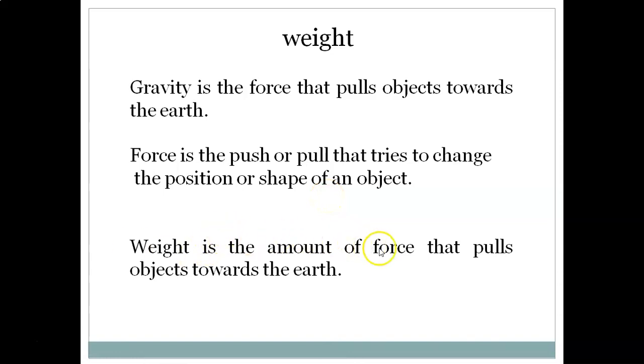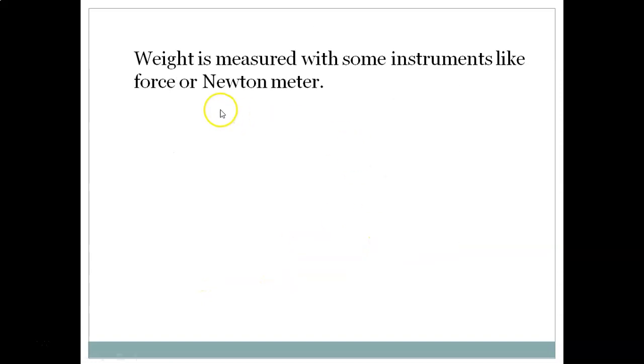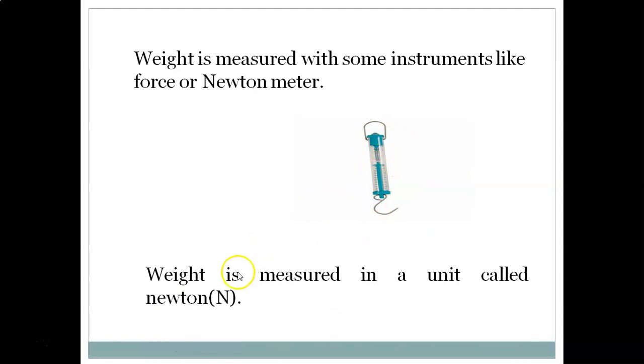Weight. Weight is the amount of force that pulls objects towards the earth. Weight is measured with instruments like a force meter or Newton meter. Here, as you can see, the force meter or Newton meter. Weight is measured in a unit called Newton.